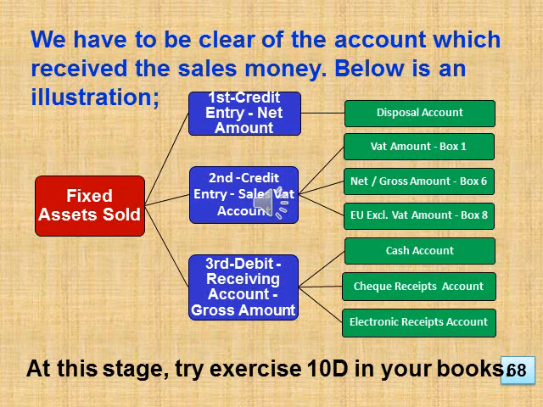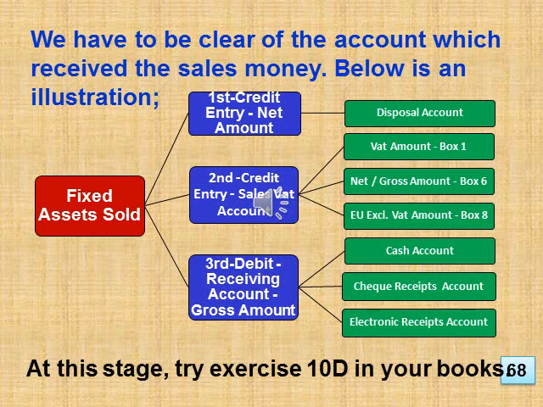The first is a credit entry for the net amount, made on the disposal account. The second is a credit entry on the sales VAT account, made with another two entries. The first is for the VAT amount, totaled for box 1 on the VAT return. The second is for the net or gross amount, totaled for box 6 on the VAT return. The third is for the EU excluding VAT amount, totaled for box 8 on the VAT return.